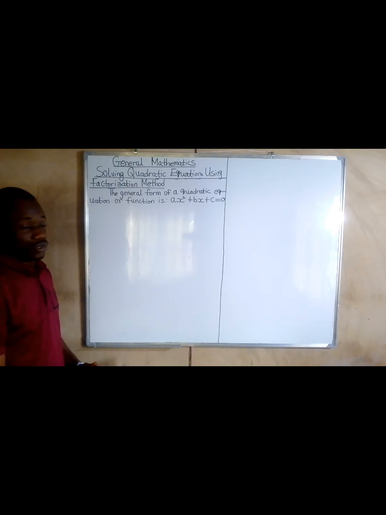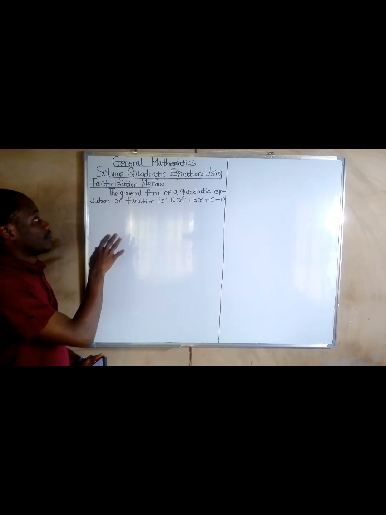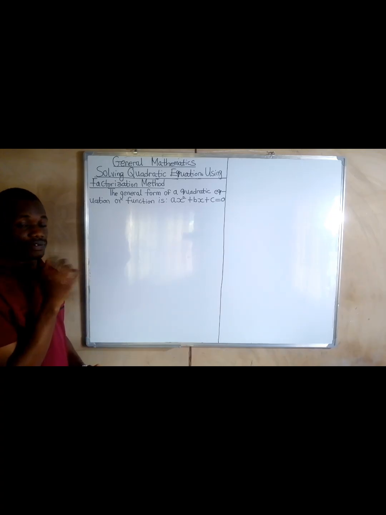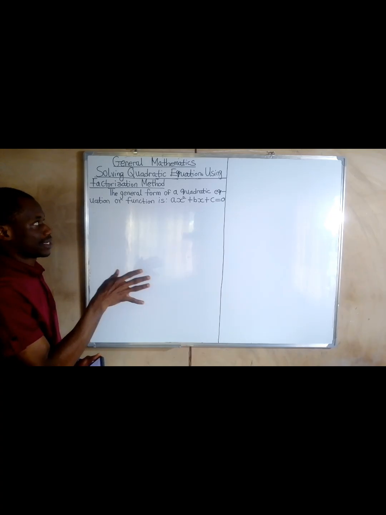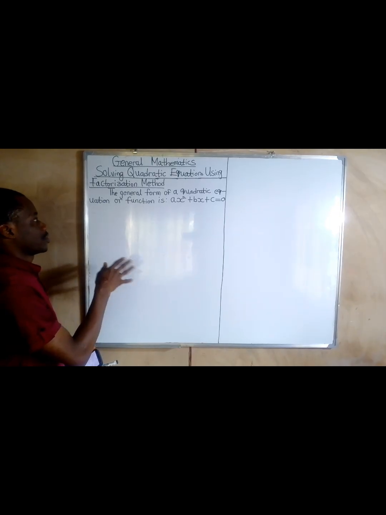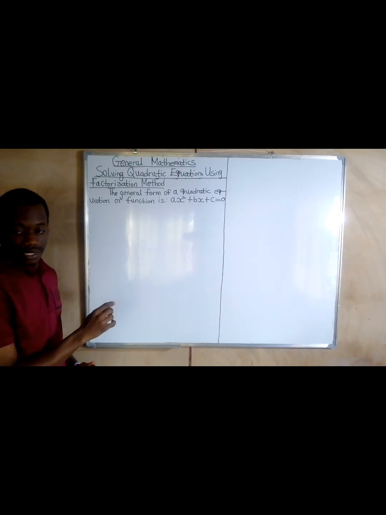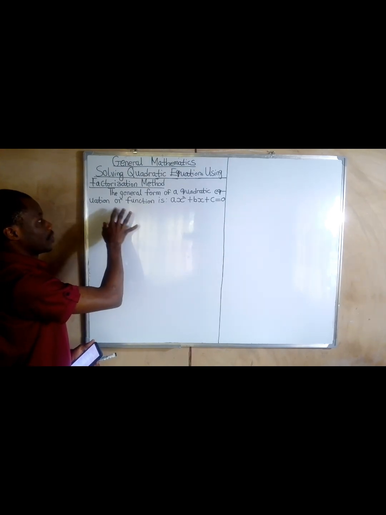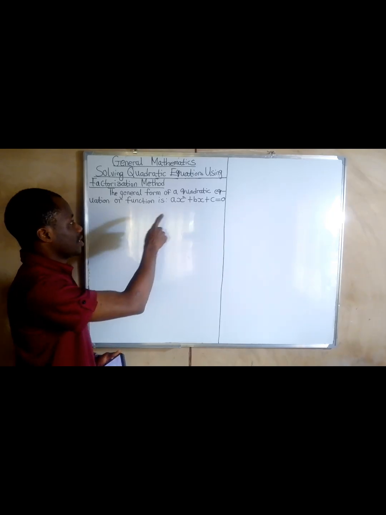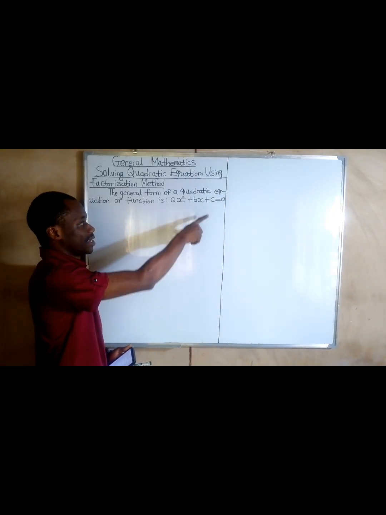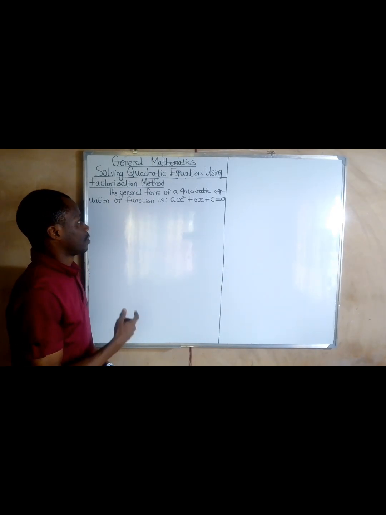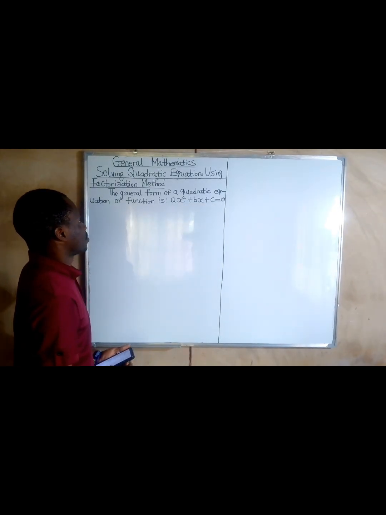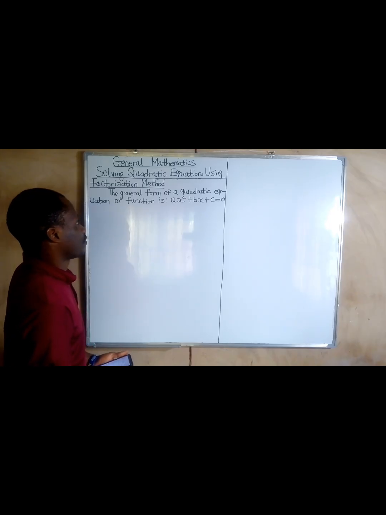Now, the first thing I want you to know is that there's a general form or pattern for a quadratic equation or function. When you see such things, you should know that they are all the same. The general form of a quadratic equation or function is ax squared plus bx plus c equals 0. I repeat, ax squared plus bx plus c equals 0. So that's the general form of a quadratic equation or function.